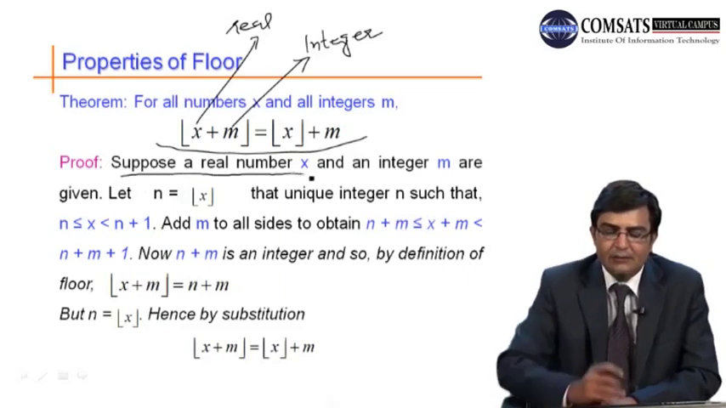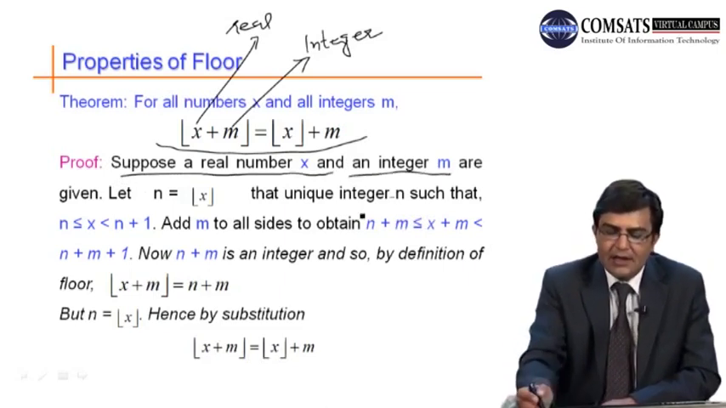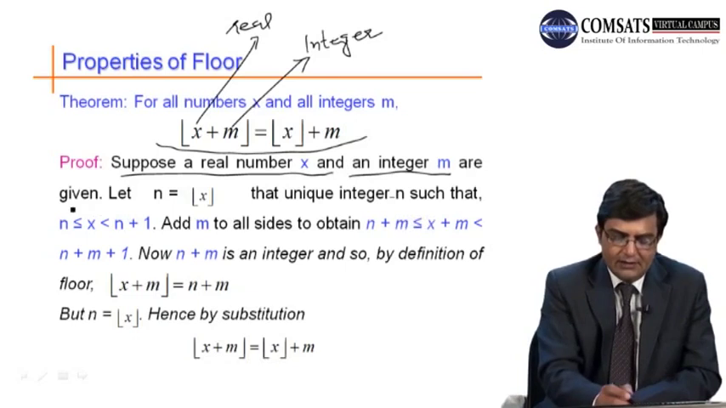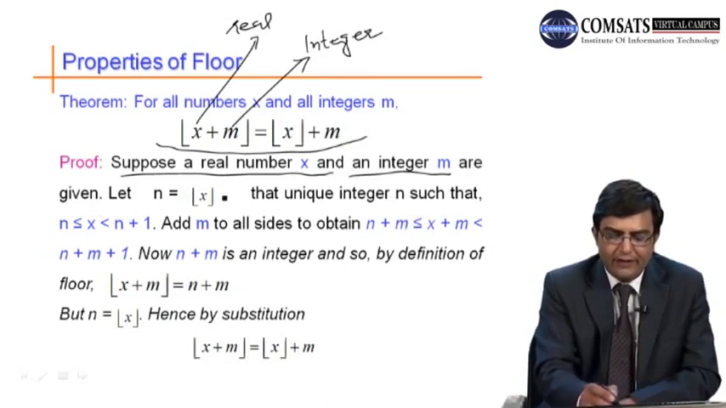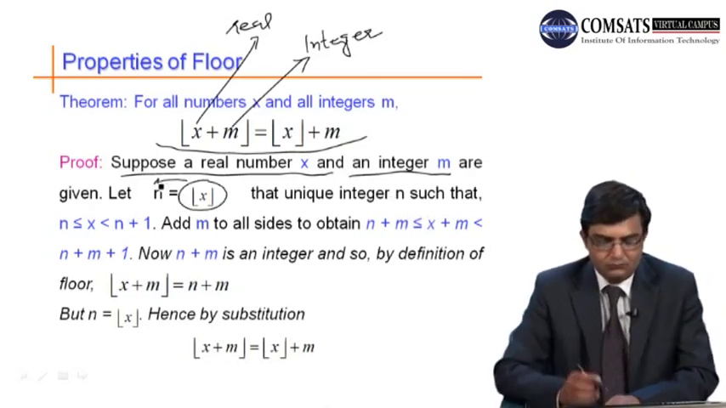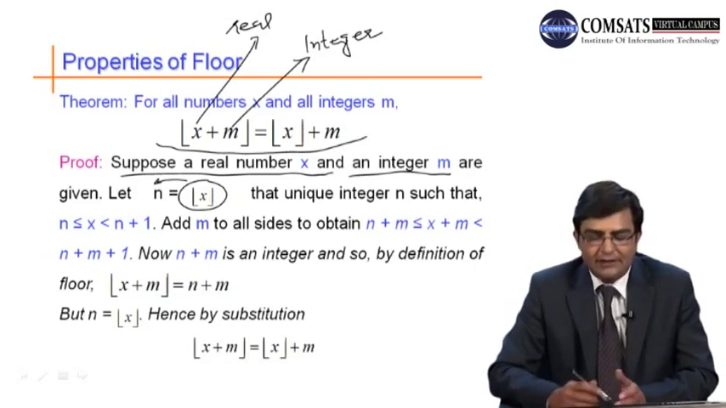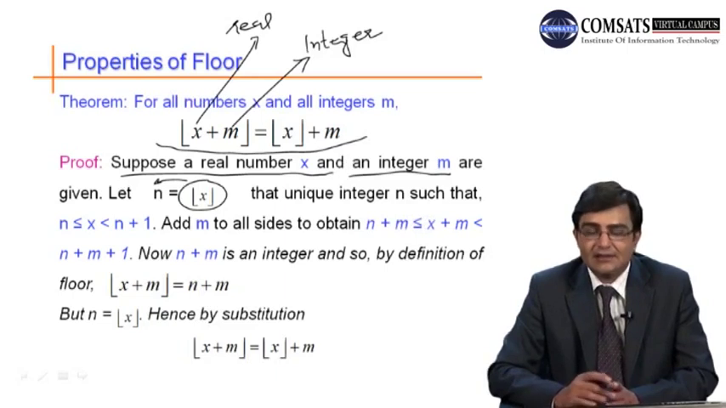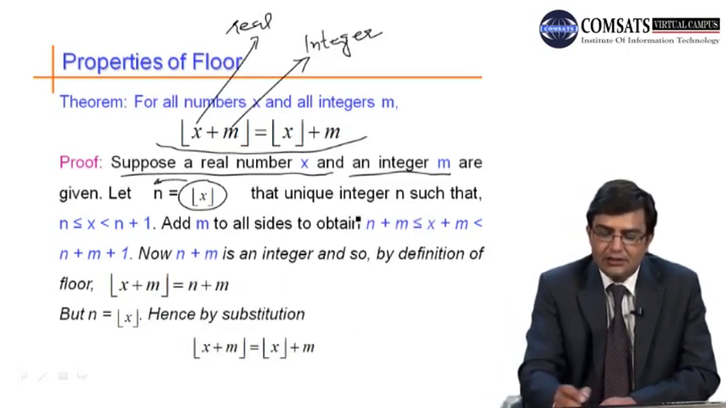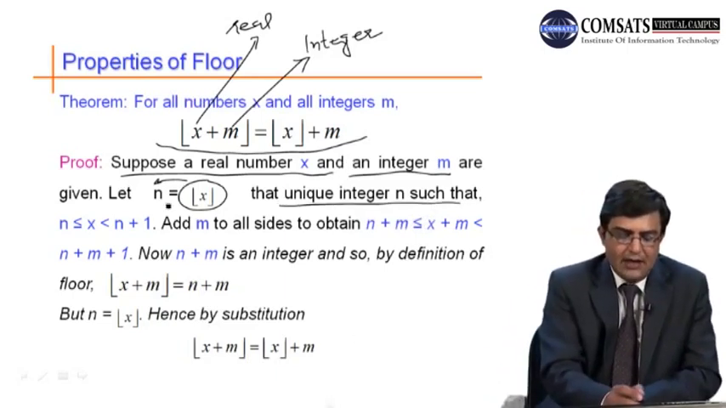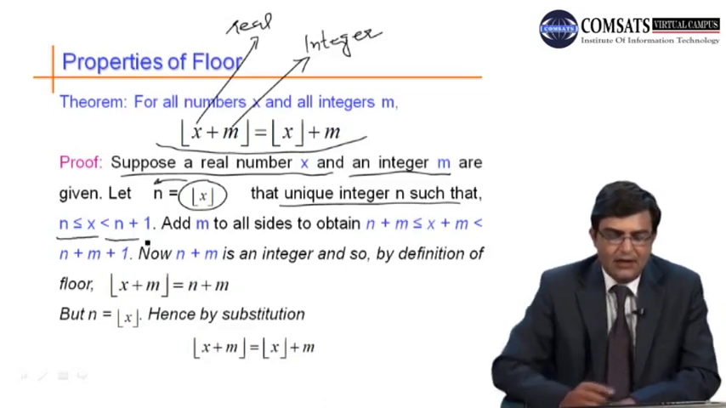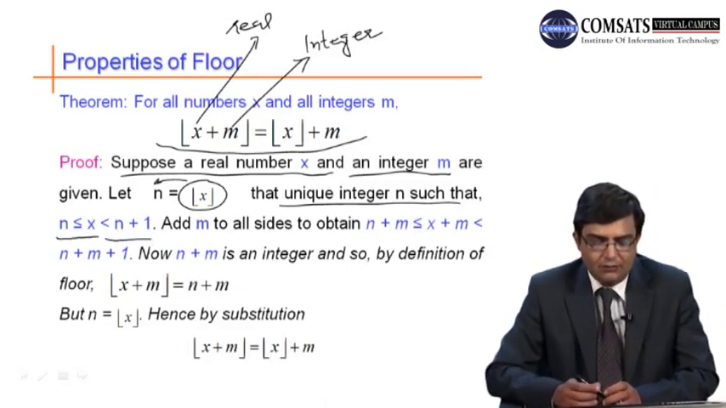Suppose we prove it. Suppose a real number x and an integer m are given. Then we suppose that floor of x is n. Floor of x, by definition, gives us the integer immediately less than or equal to x, so that unique integer n such that n is less than or equal to x less than n plus 1. This is by the definition of the floor function.